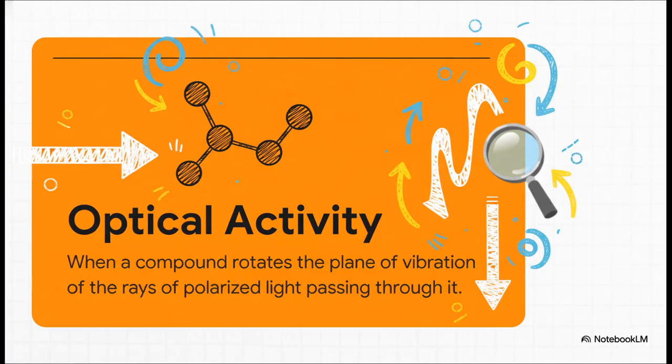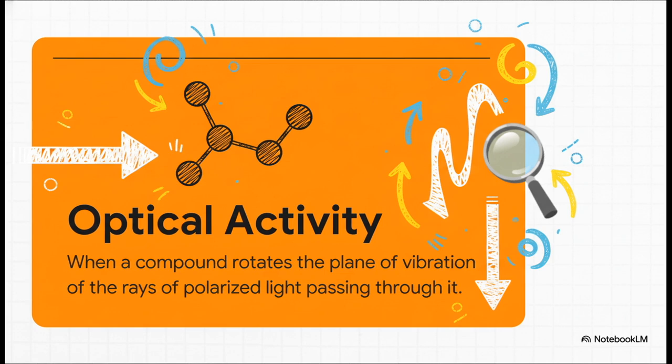Okay, here's the textbook definition. It says a compound has optical activity when it rotates polarized light. So, what does that mean? Well, think of regular light as vibrating in every direction at once, kind of chaotic. Polarized light is super organized. It's been filtered, so it only vibrates in one single flat plane.